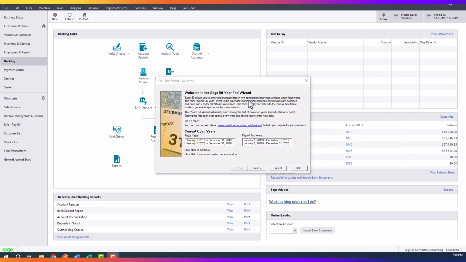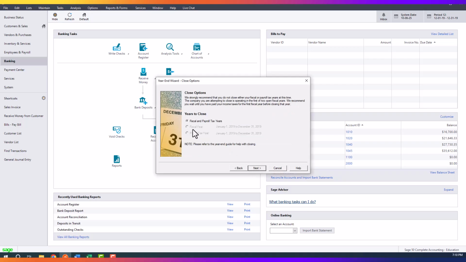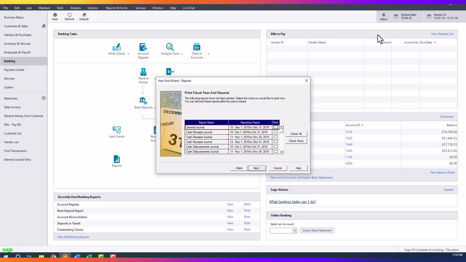So this screen is just introducing us to the year-end wizard. We don't really make any choices here. We're just looking at the years that are open, and we are going to close these, so we'll hit next. And once again here, we're not making any choices either. We haven't messed with payroll with this company, so we're just going to go with the default of fiscal and payroll tax years are going to be closed, and hit next.